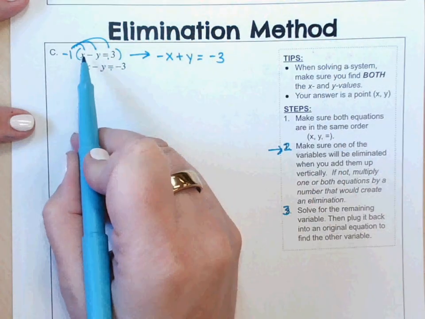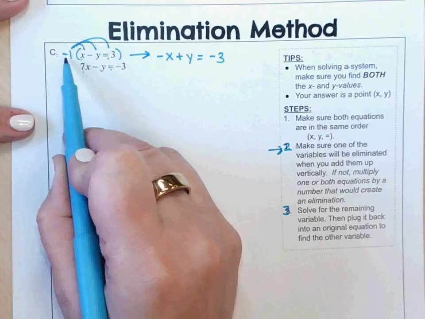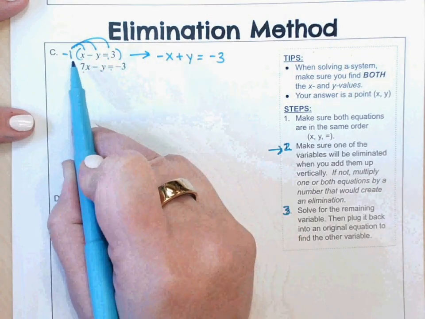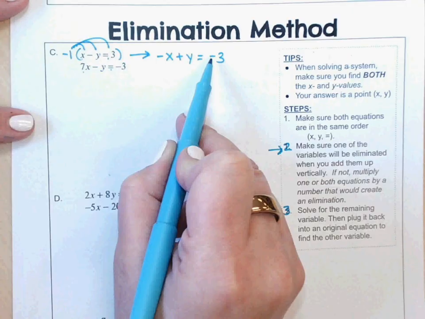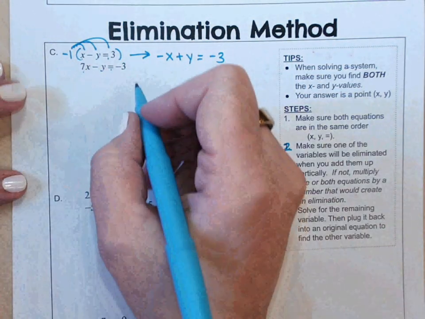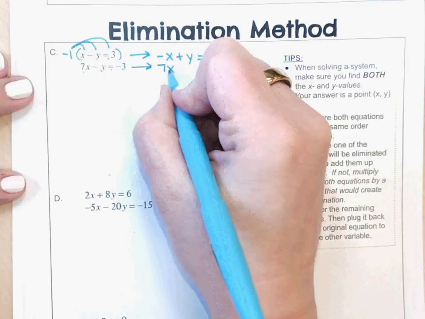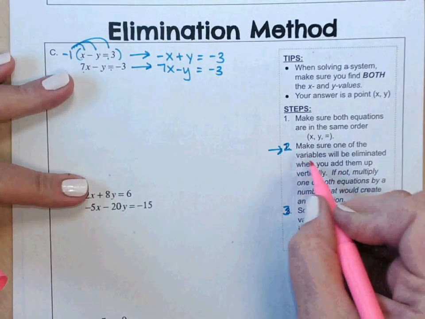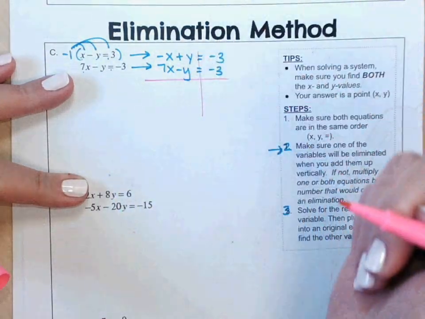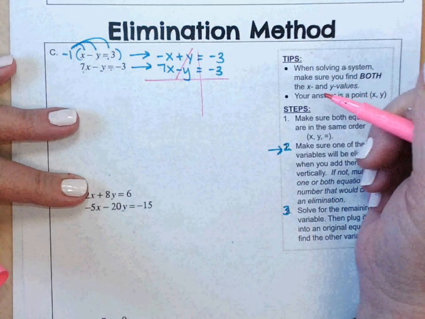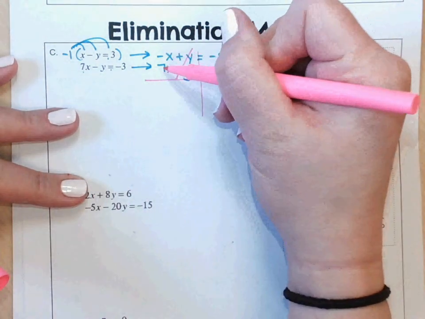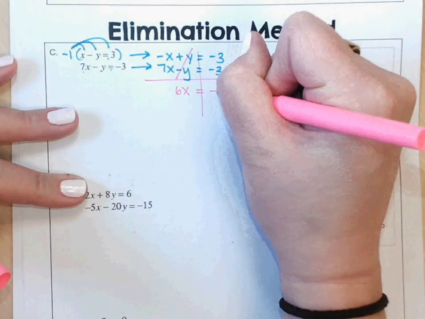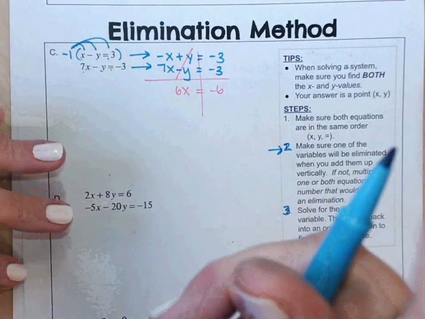Be careful that you change every single sign, because negative times a positive makes that negative, negative times a negative makes the y positive, and negative times a positive 3 makes a negative 3. Now I'm just going to rewrite the bottom one exactly as I saw it. And now step 2 is ready. One of these variables is going to be eliminated. Positive y and negative y. Negative x plus 7x makes 6x. Negative 3 minus 3 makes negative 6. Divide both sides by 6.